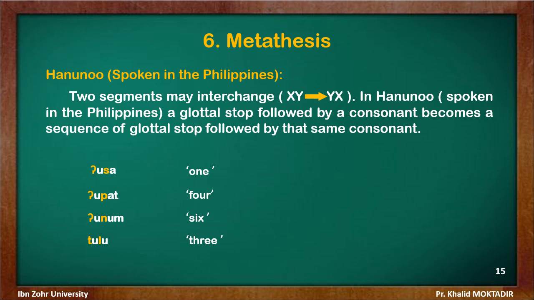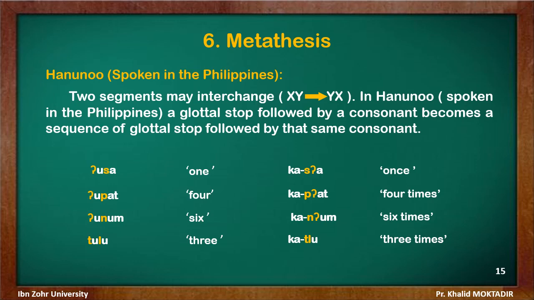Look at these examples. Usa, upat, unum, and tulu. Now, in a different morphologically related form, look what happens where the glottal stop and the consonant are swapped. Usa becomes kas'a, upat, kap'at, unum, kan'um, and tulu becomes katlu. So this is what metathesis is about. It's about the swapping of the order of segments.